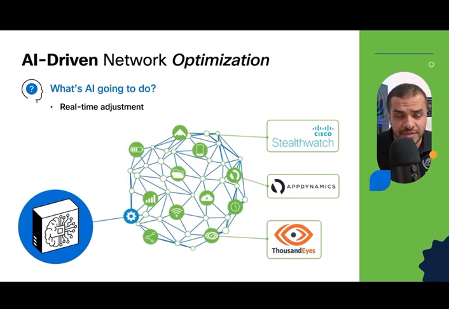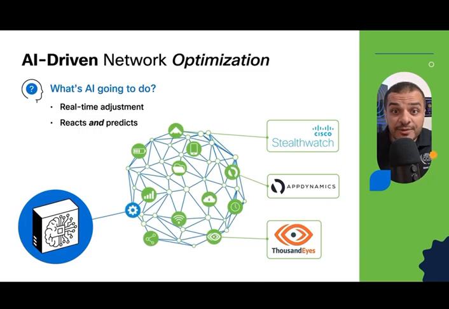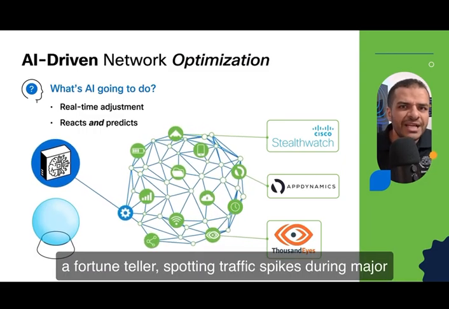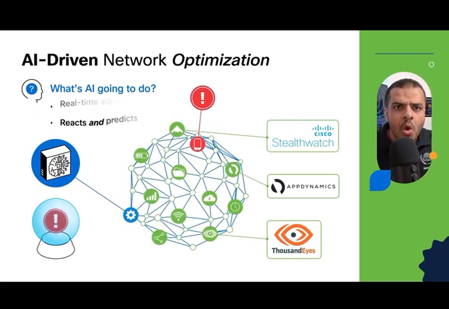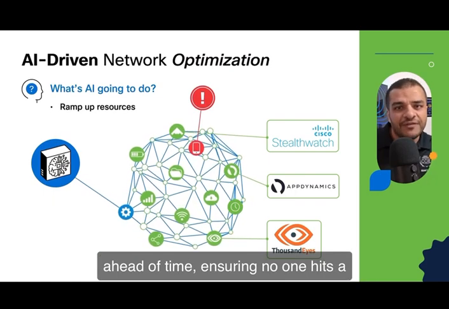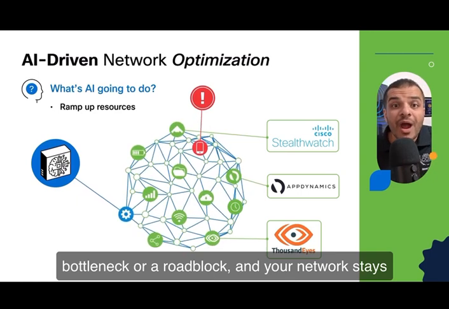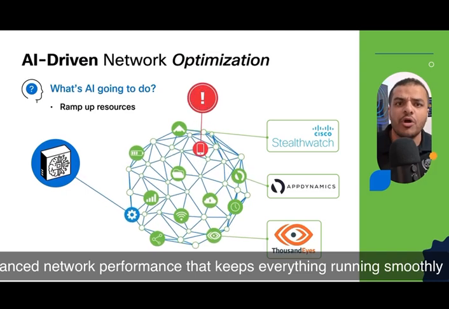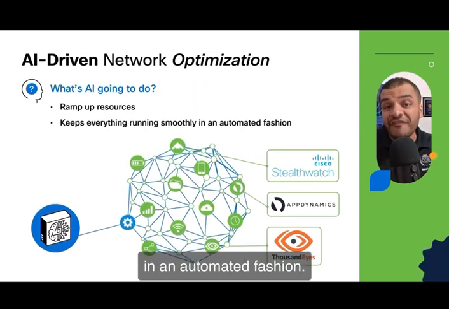so you never have to worry about running out of road. Even better, AI does not just react, it predicts. Using those different Cisco tools, your network becomes a fortune teller, spotting traffic spikes during major events like, for example, product launches. With this foresight, you can ramp up resources ahead of time, ensuring no one hits a bottleneck or a roadblock, and your network stays smooth and fast all the time. The result? Enhanced network performance that keeps everything running smoothly in an automated fashion.